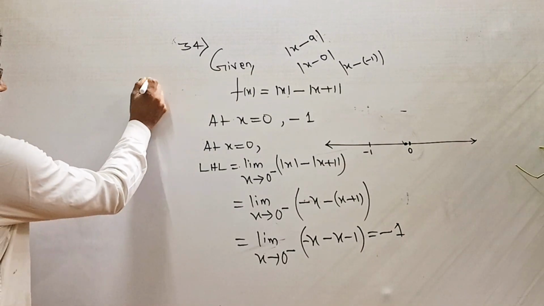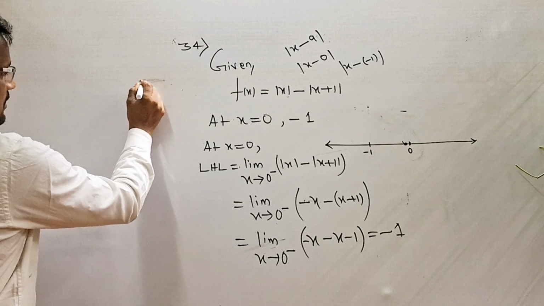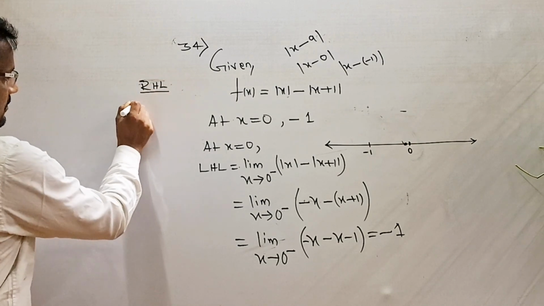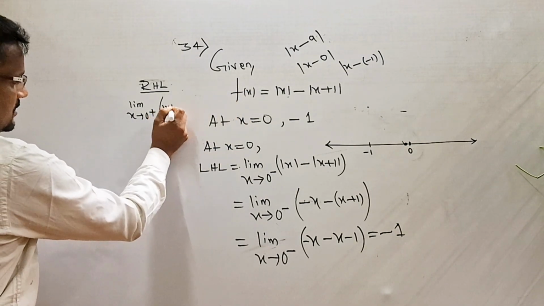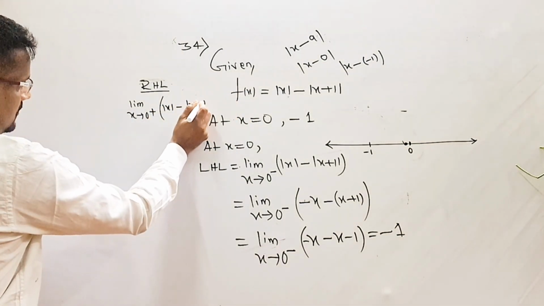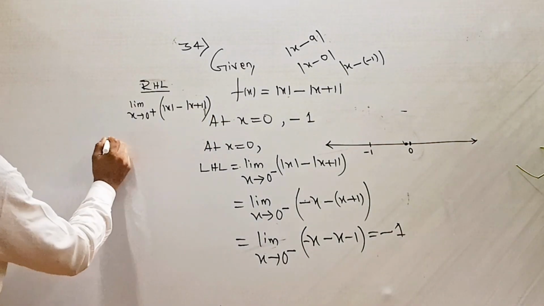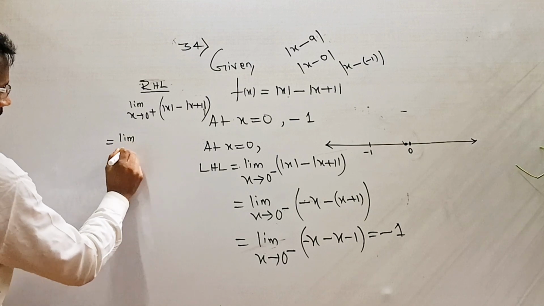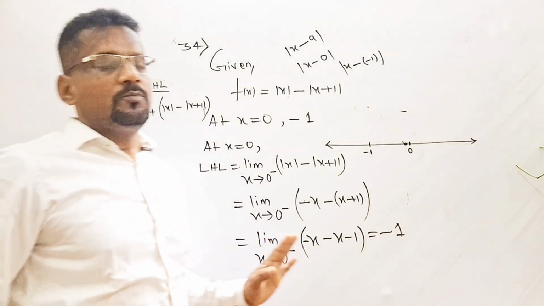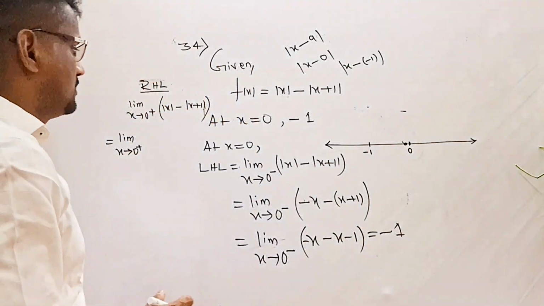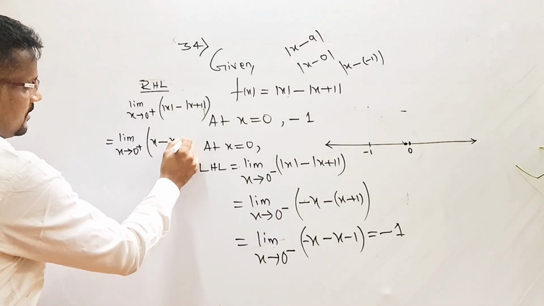Now calculate the right hand limit at the same point 0. If you calculate the right hand limit, x tends to 0 positive, f(x) is modulus x minus modulus of (x plus 1), equal to limit x tends to 0 positive. As x tends to 0 positive, it means x is greater than 0. As x is greater than 0, simply write x plus 1 also greater than 0, minus x minus 1 coming here.